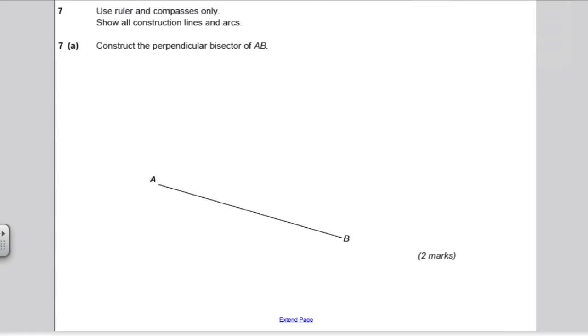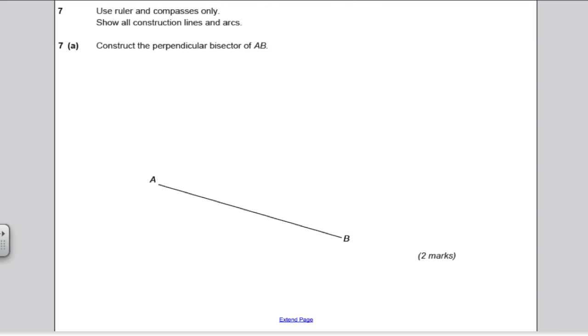Question 7. Use ruler and compass only. Show all construction lines and arcs. Construct the perpendicular bisector of AB. So AB is what's called a line segment. Here's AB. The perpendicular bisector is a line that cuts that exactly in half and makes a right angle with it. Now we can't just draw that in, we have to use a protractor, a sharp pencil and a ruler and a pair of compasses. So let's have a go at doing this.